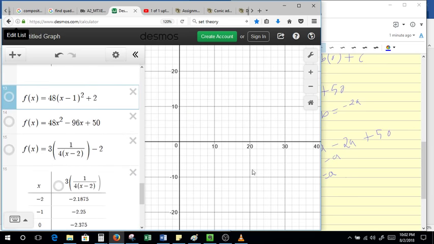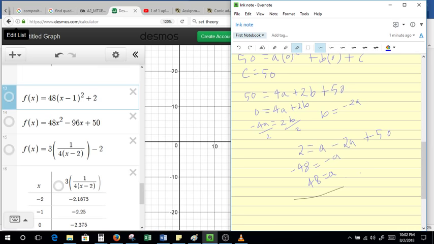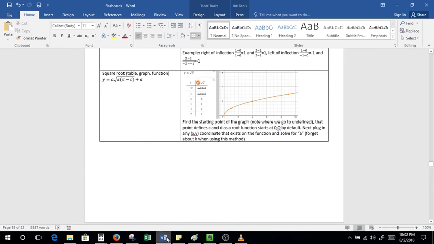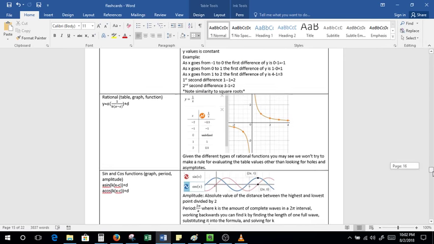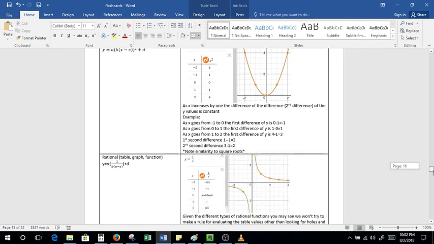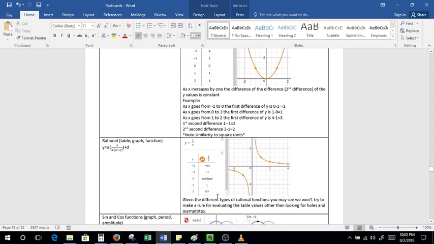All right, and then lastly, let's go over rationals. So if we go back here, take a look at rational functions. Given the different types of rational functions that could exist, you're really not going to see much of them, or they're at least not going to be very complex, and they're pretty much always going to be in 1 over x format.